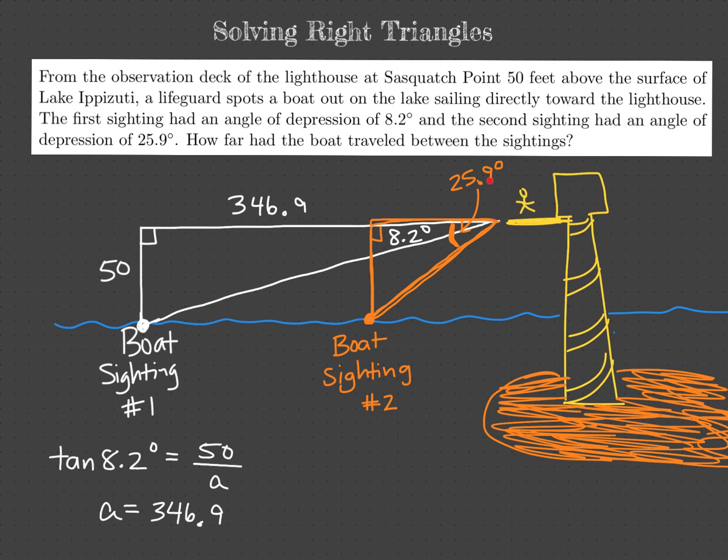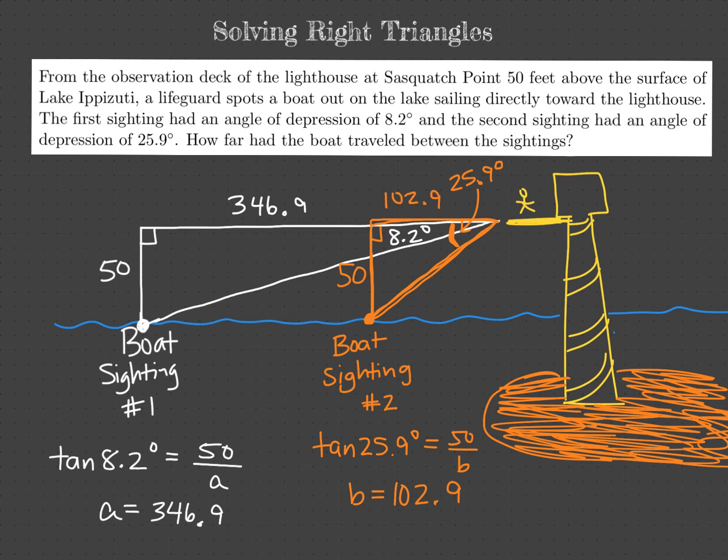We're going to use the tangent, because we also know that this is still 50. That hasn't changed. We know that the tangent of 25.9 is going to be 50 over the length we want to find. I'll call that length B. So we'll have the tangent of 25.9 degrees equals 50 divided by B. Using our calculator, we'll find that B is approximately 102.97. So I'll keep it at 102.9.